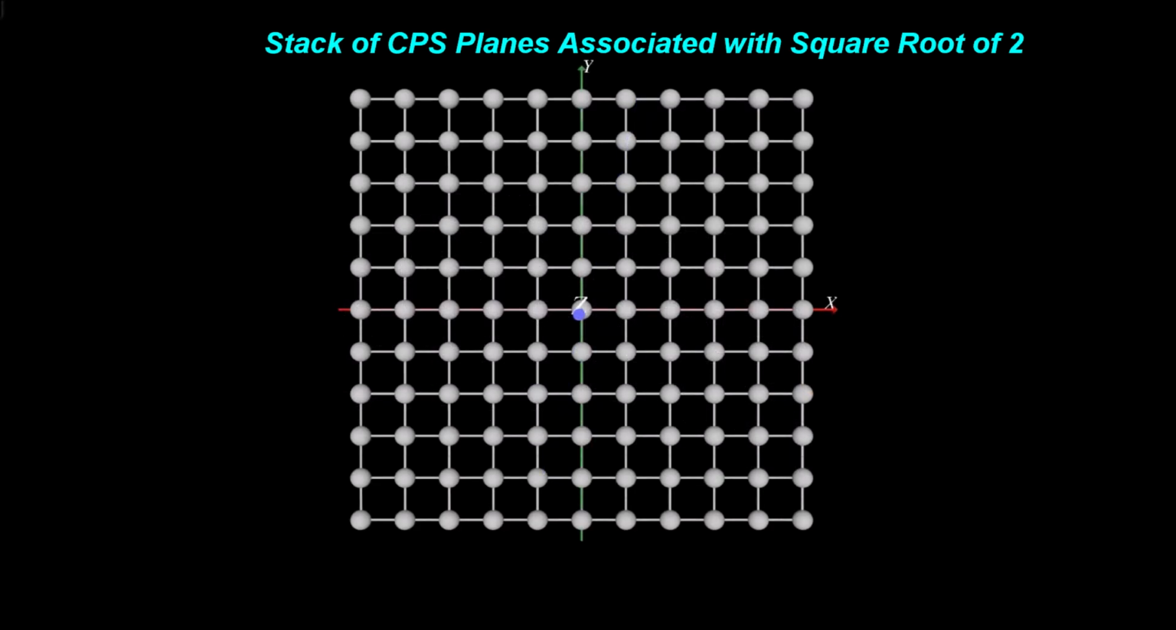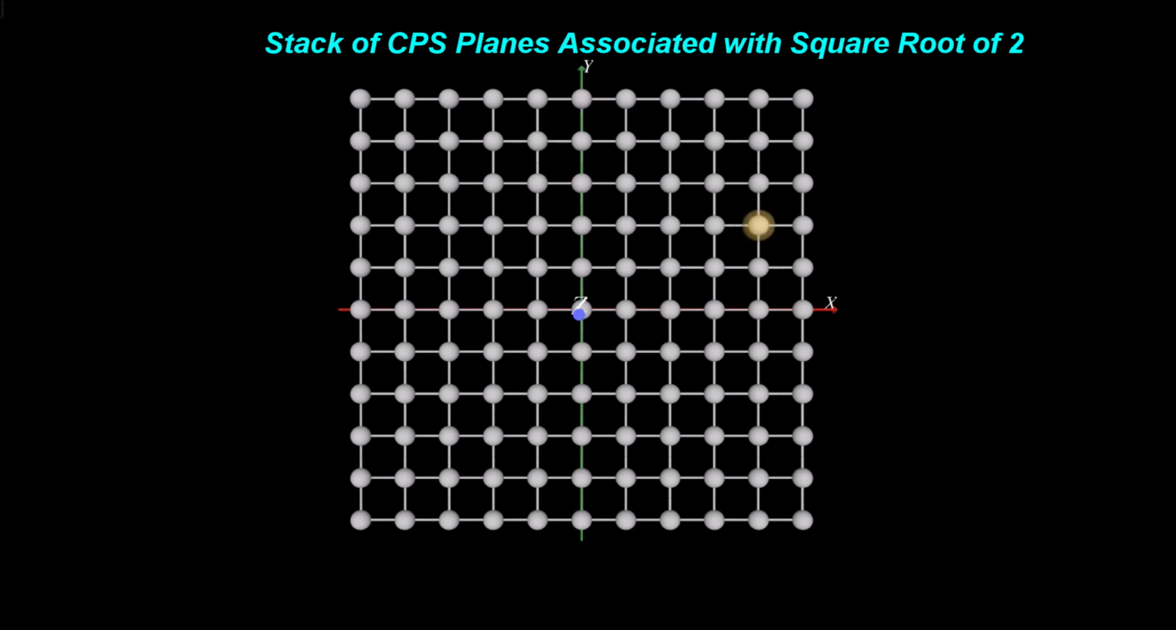Let's see again some CPS nodes, forming the CPS lines, corresponding to the axes. As said before, these two axes correspond to identical CPS lines. As expected, the axes are orthogonal to each other, and they both have the unit of measurement equal to 1.